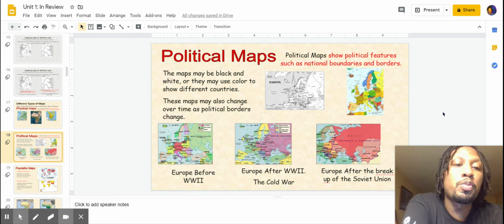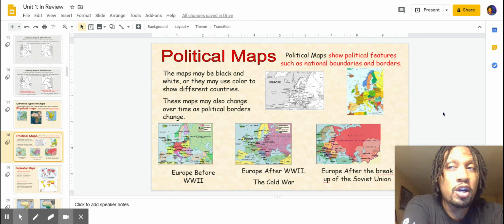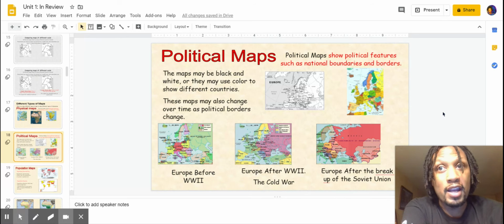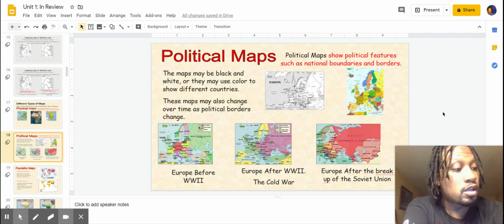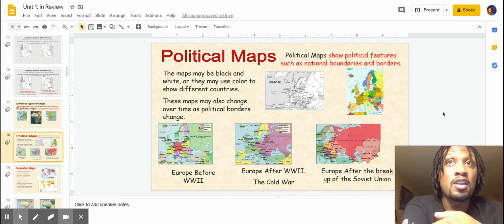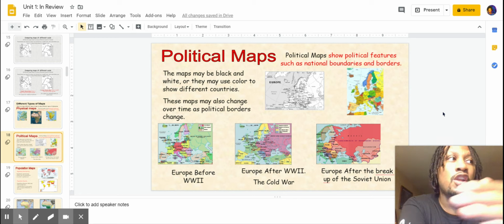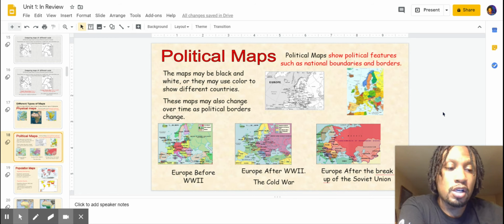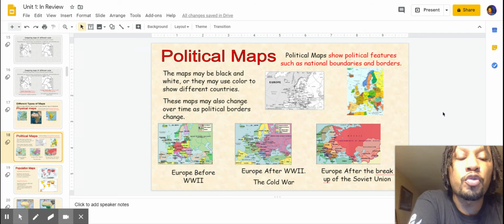Political maps. Political maps show political features such as national boundaries and borders. So when we're talking about national boundaries and borders, what we're talking about is countries. Bona fide countries that are recognized by other countries for being a recognized country. So, in other words, the United States, Mexico, Canada, all of these are recognized countries. Well, the United States, Canada, Mexico, they recognize other countries. And when enough countries recognize another country, then that country becomes a recognized country all throughout the world.